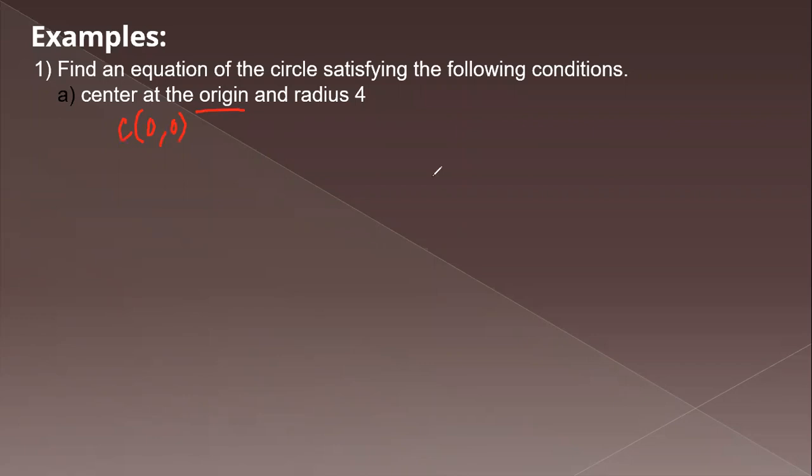Sabi doon, from the definition of the circle and the properties, when we're talking about the equation of the circle and the center is on the origin, we can only use x squared plus y squared equals r squared. Ibig sabihin, si radius lang ang papalitan mo sa equation. So we have x squared plus y squared equals, our r here is 4, so that will become 4 squared. So we have x squared plus y squared equals 16. So this is our standard form.